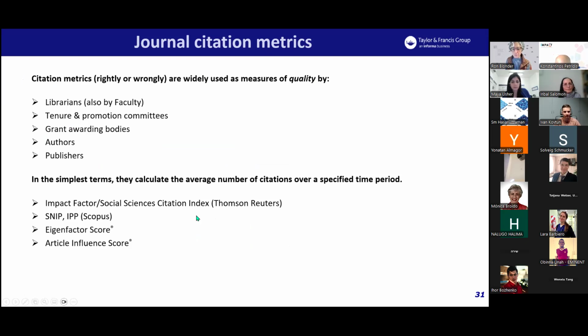So why do citation metrics matter, and what are they? In general, citation metrics are used to measure the quality of journals. By whom? By librarians, for promotion, okay? They check which journals you published in. When you submit a proposal for a grant, they look at your publications.